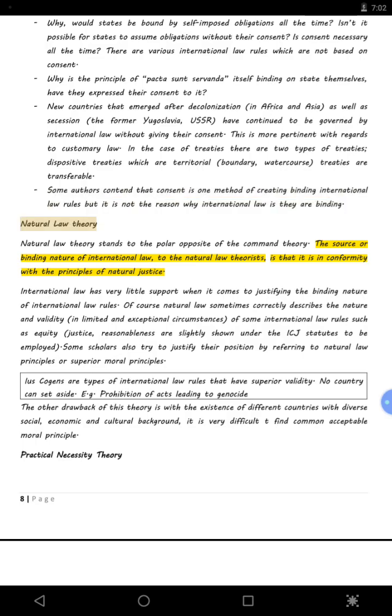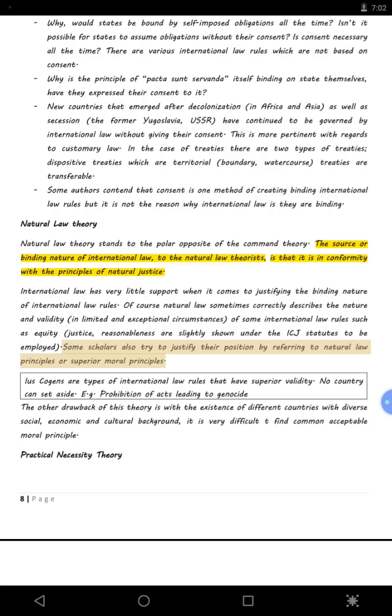Natural law theory. Natural law theory stands at the polar opposite of the command theory. The source of the binding nature of international law, to the natural law theorists, is that it is in conformity with the principles of natural justice. This theory has very little support when it comes to justifying the binding nature of international law rules. Of course, natural law sometimes correctly describes the nature and validity, in limited and exceptional circumstances, of some international law rules, such as equity, justice and reasonableness, which are shown under the ICJ statute to be employed.